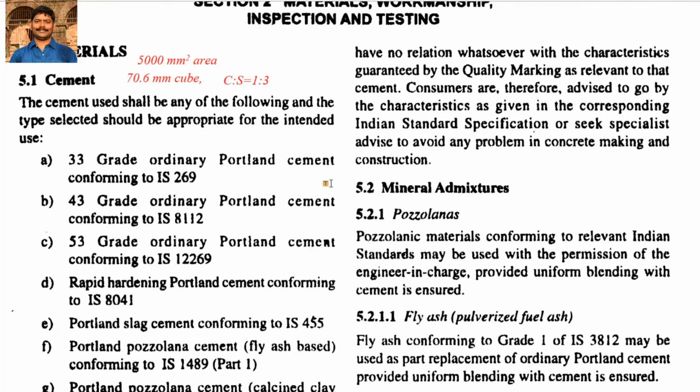mineral admixture. The first admixture is the pozzolana. Pozzolana is basically one type of cementitious material. Cementitious material in the sense it is basically an aluminous or siliceous material. It usually comes in powder form.